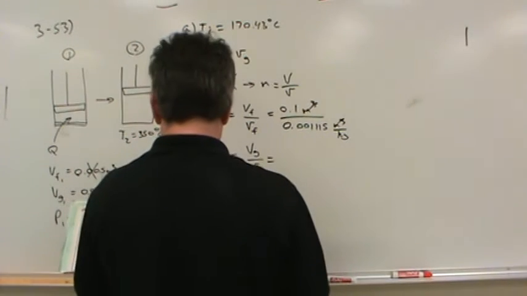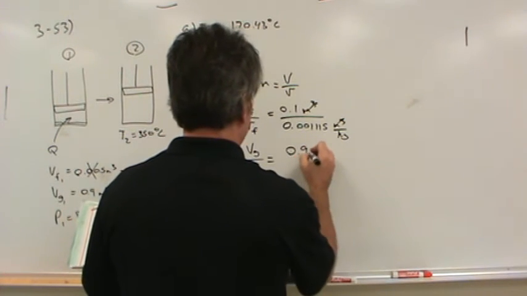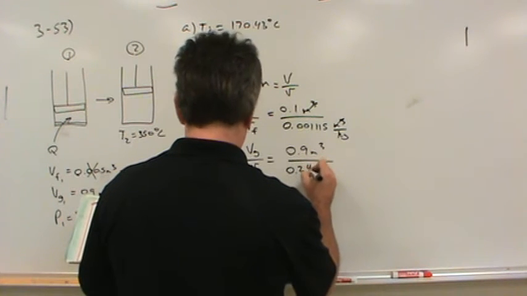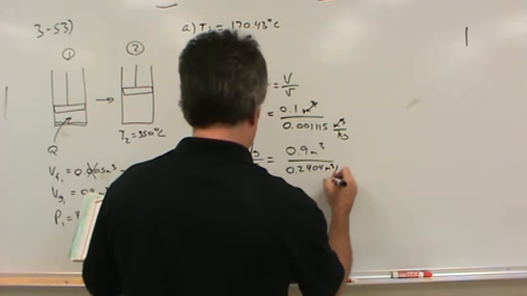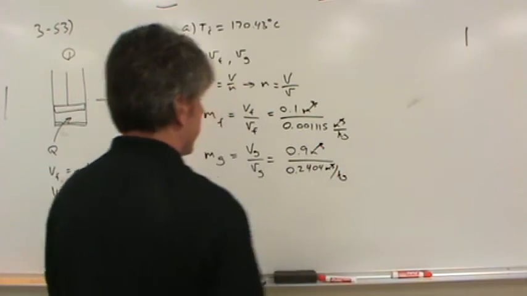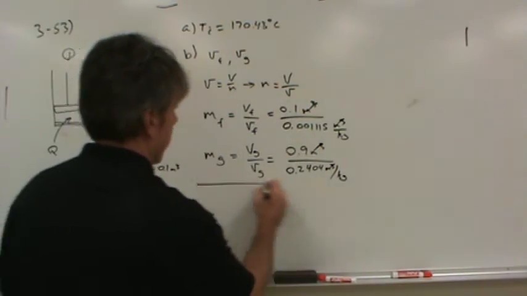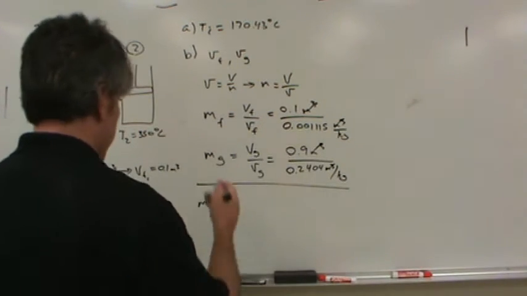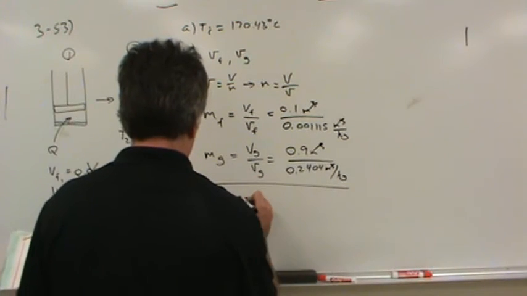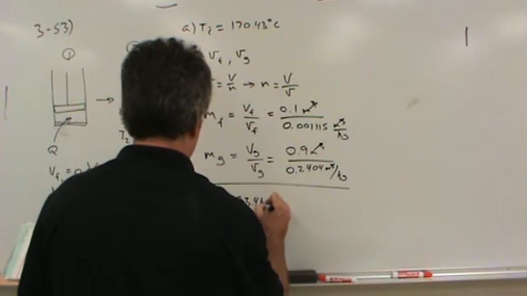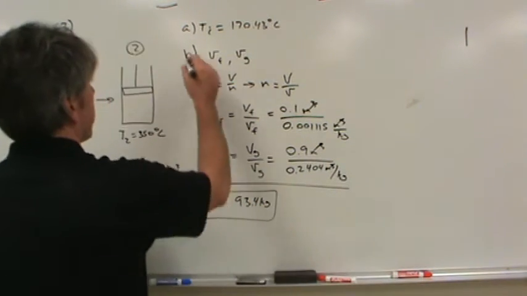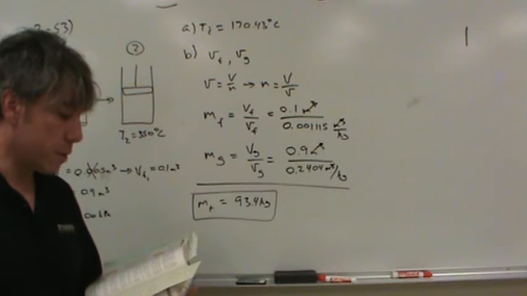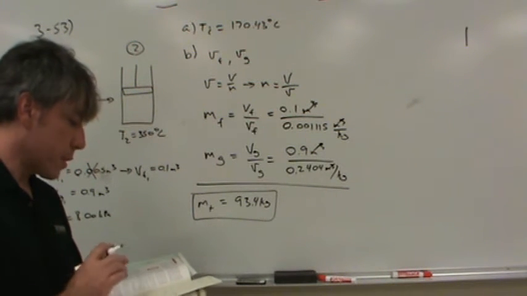For the gas phase, there's 0.9 cubic meters, and it has a specific volume of 0.2404 cubic meters per kilogram. Again, the cubic meters go away. And if we add these two together, we have the total mass. So the total mass, when you plug all this in your calculator, is 93.4 kilograms, and that's the answer to part B, at least for these numbers. You'll have to change the numbers for your actual problem from the 7th edition.